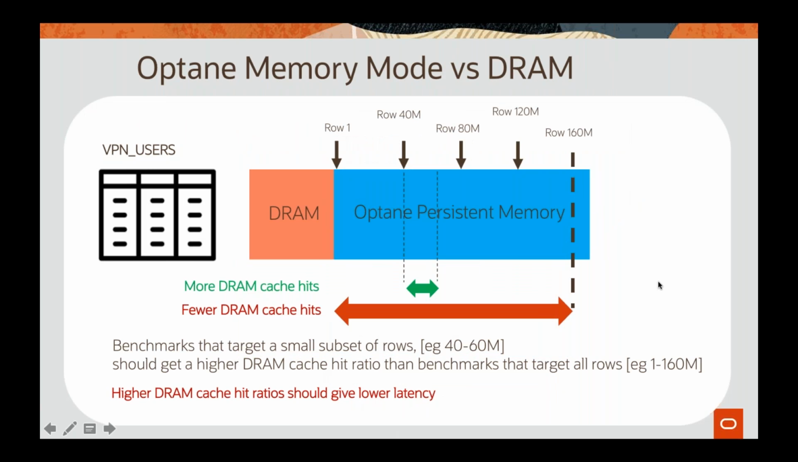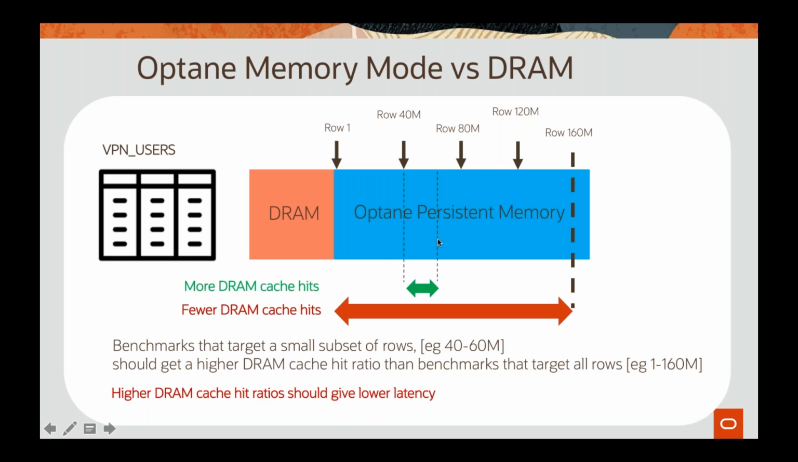What I wanted to look at was, if I queried data for my single table that used all of the memory, because my table is so much bigger than DRAM, by definition, I'm hitting persistent memory. So that's the worst case.